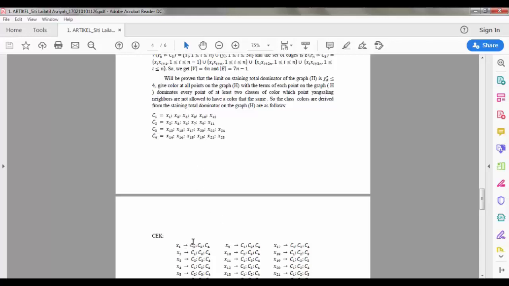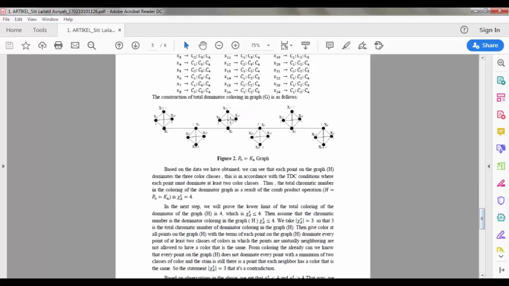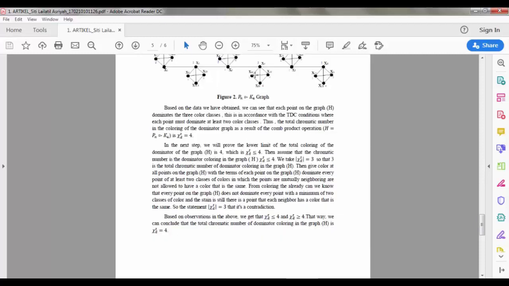At least 2 color classes, where neighboring points are not allowed to have the same color, like this: C2 is not equal to C3, and C3 is not equal to C4. So X1 dominates 3 color classes, and these are not the same. This is the construction of total dominator coloring in graph H, or the PnK4 graph. This is class 1, class 3, class 2, and color class number 4.